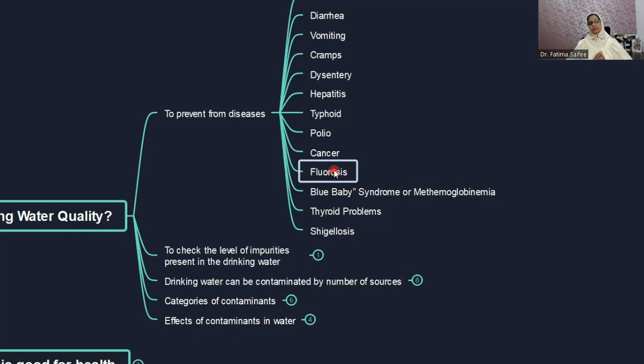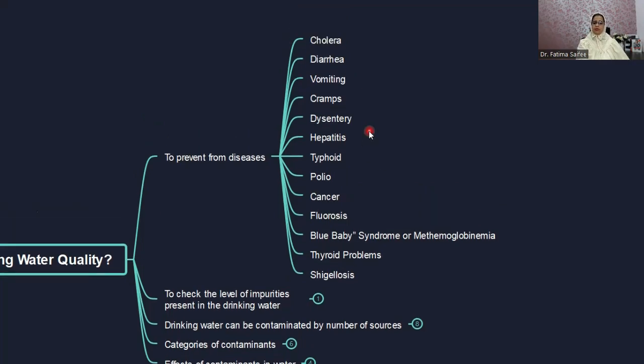Blue baby syndrome is when bluish spots come on the face of small babies, children. That's why it is called blue baby. It is caused by the nitrate content present in the water. And there are so many others, like shigellosis, which is all because of some type of bacterial infection.